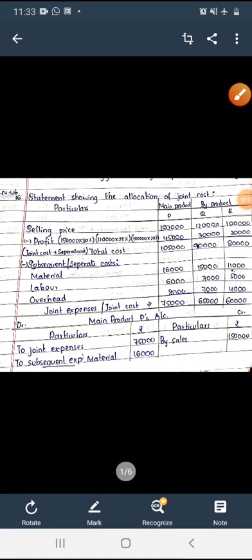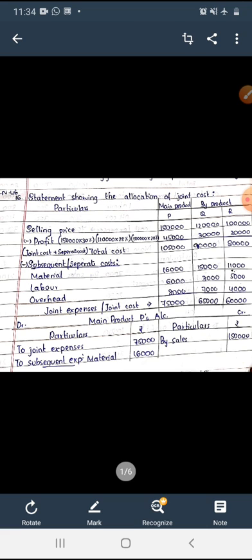Hello students, we'll see the first problem under the byproducts. See the page number 46 and question number 16. Page number 46 and question number 16. Section C, this is a 24 marks question.